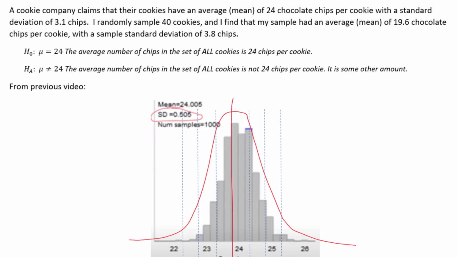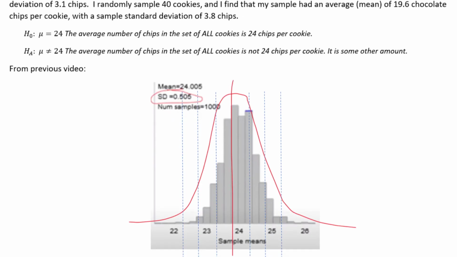Okay, so in this problem, we have a cookie company. They're claiming that their cookies have an average, a mean, of 24 chocolate chips per cookie with a standard deviation of 3.1 chips. I go out, I randomly sample 40 cookies, and my sample has a mean of 19.6 chocolate chips per cookie and a sample standard deviation of 3.8 chips. We are testing the null hypothesis of there being a mean of 24 chips per cookie in the set of all cookies versus the mean of all cookies not being 24 chips per cookie.